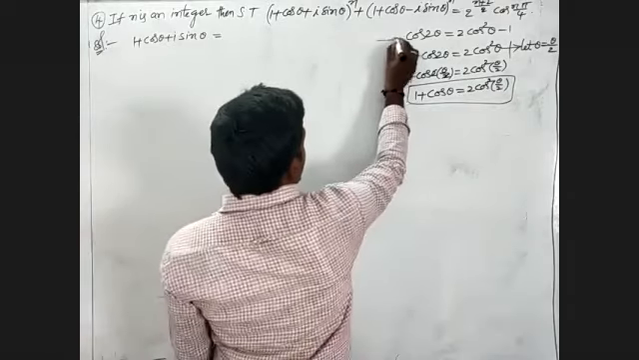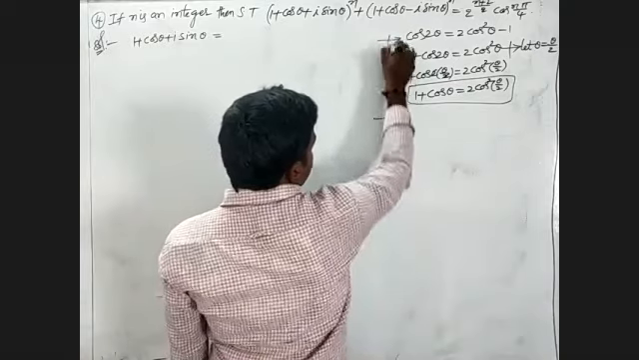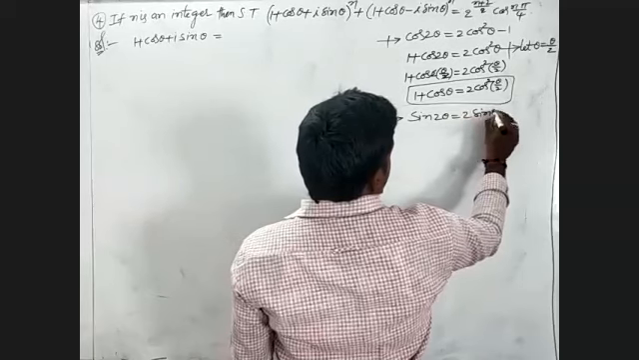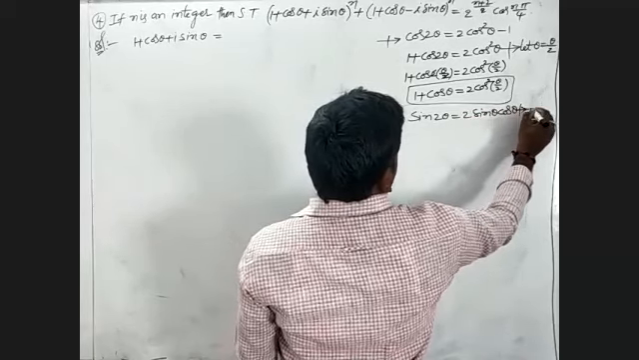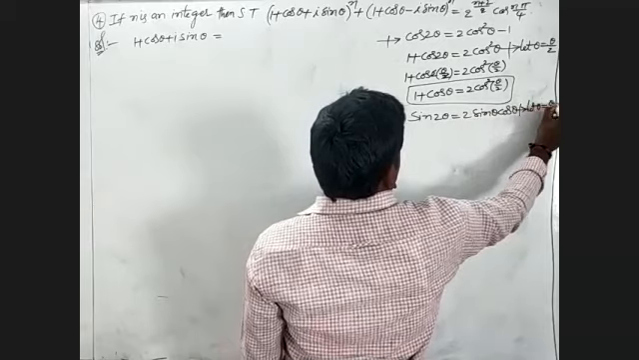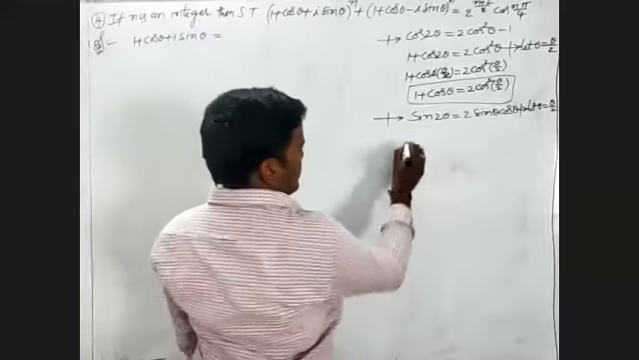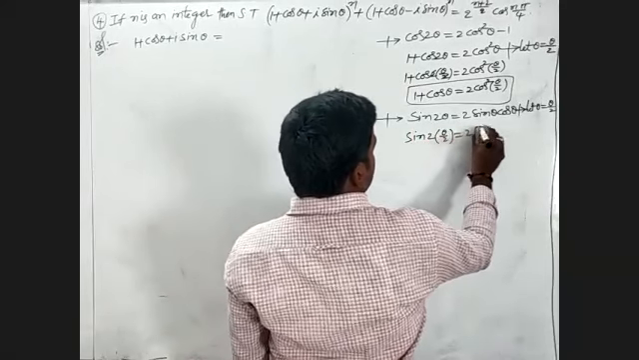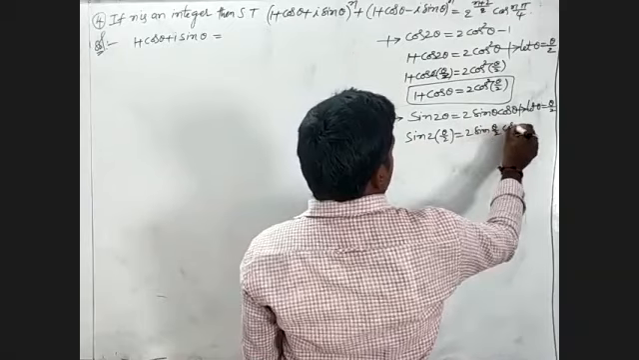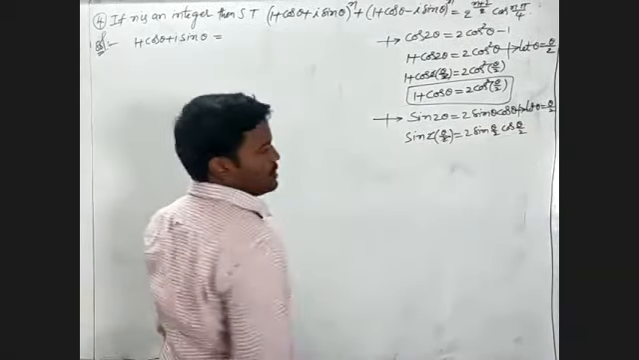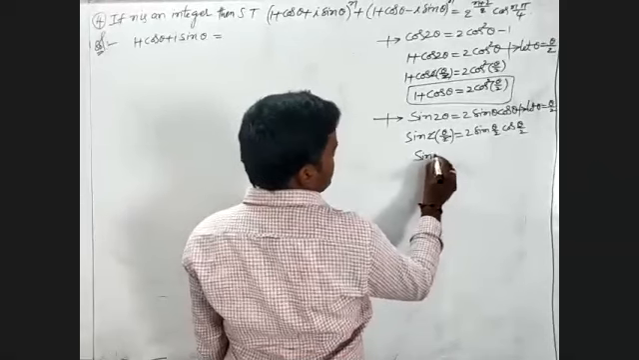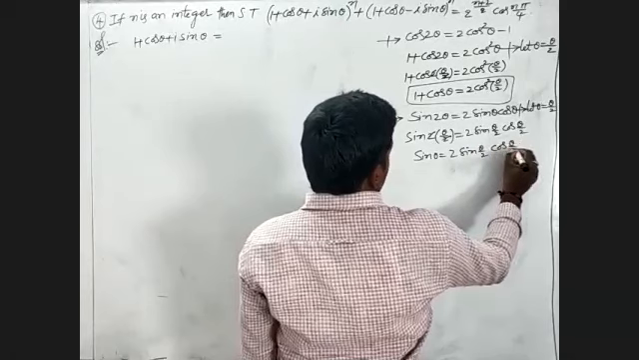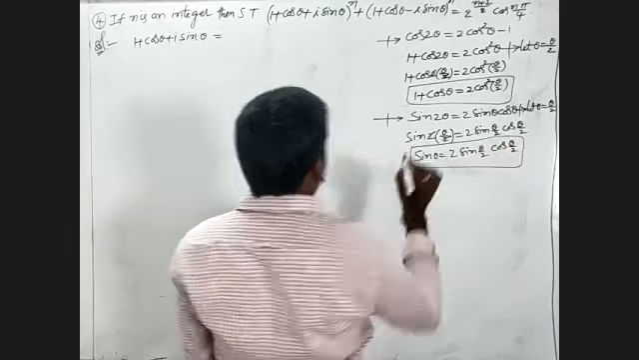Again we take one more formula, that is sin 2 theta is equal to 2 sin theta cos theta. Here also we take theta equal to theta by 2. So sin 2 into theta by 2 is equal to 2 sin theta by 2 cos theta by 2. 2 and 2 cancel, remaining sin theta is equal to 2 sin theta by 2 cos theta by 2. This is the value of sin theta.